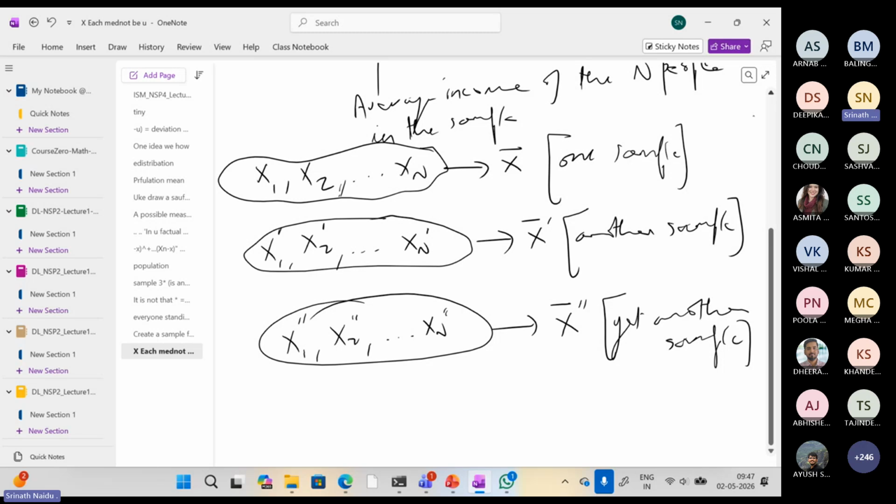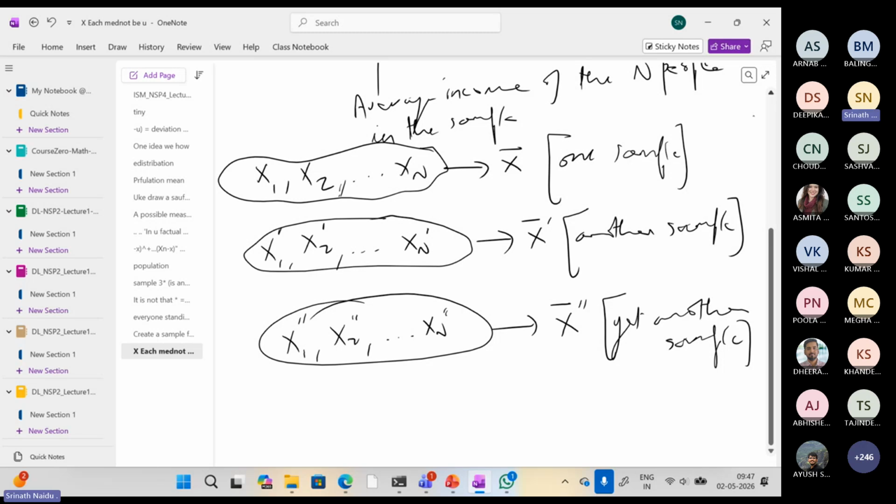If I take X bar prime, again, it's another sample, another sample mean. So it could again be to the left or right of the population mean. Now, because of the way we are drawing this sample, you can say eventually that the average of all of these sample means will be like mu.